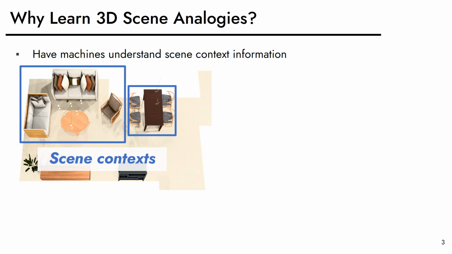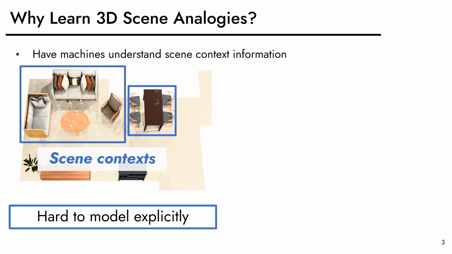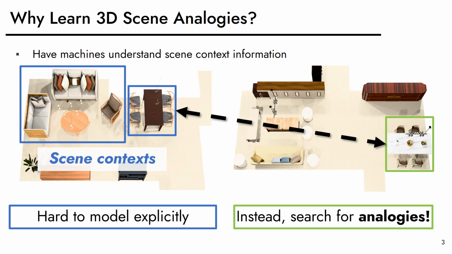The ultimate goal of scene analogies is to have machines understand the often complex and high-dimensional scene context information. Such information is very hard to explicitly specify using language, let alone via any other symbolic system. We thus turn our attention to teaching machines the capacity of analogical reasoning, similar to how humans understand scene contexts.